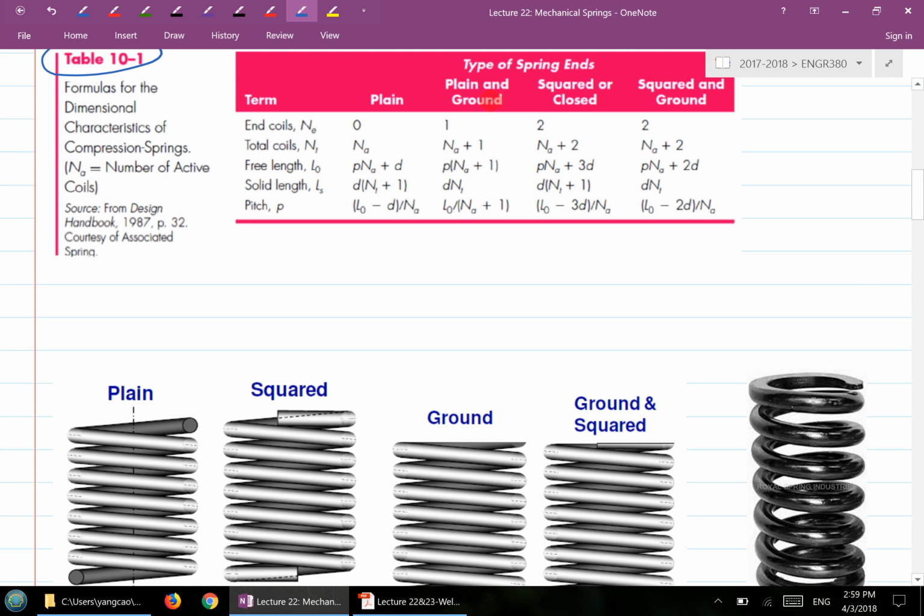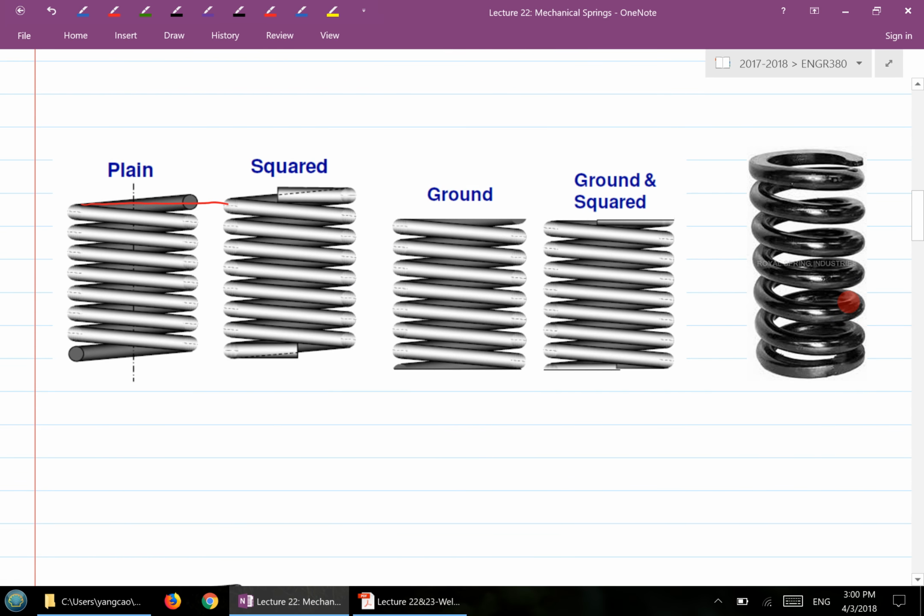And grounded basically means, if this is the plain one, not like this, you don't square it. All you do is grind the top portion and make it flat. That's what ground means here. Ground and square means you squared it first and then you ground it. This diagram shows you a ground and square type of spring. A ground surface is flat, so it can distribute the force much more evenly to take all the external force. This is a very common type of coil, ground and square.